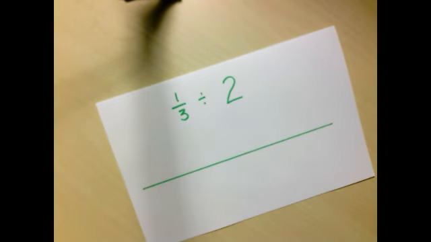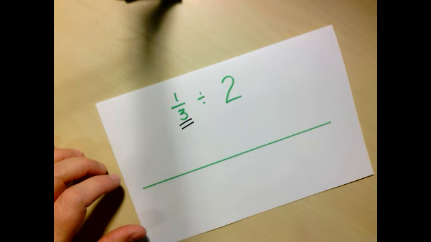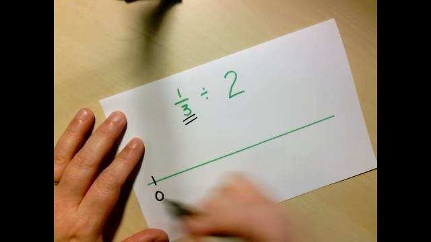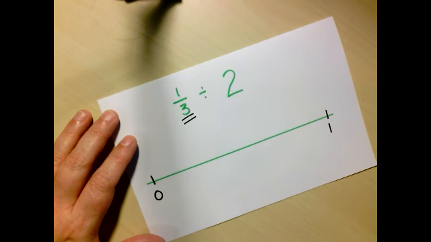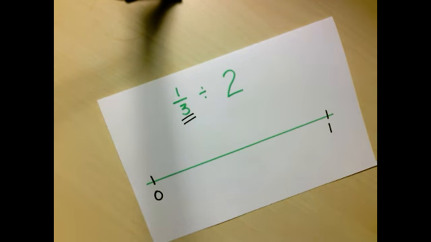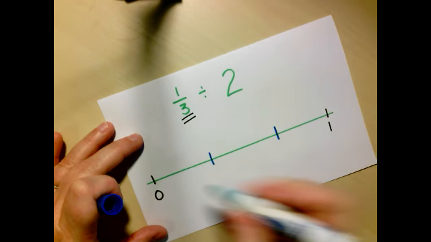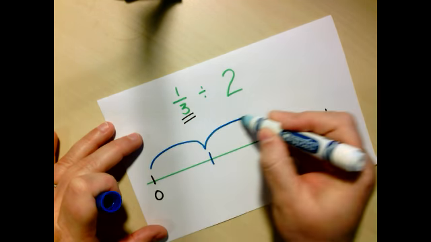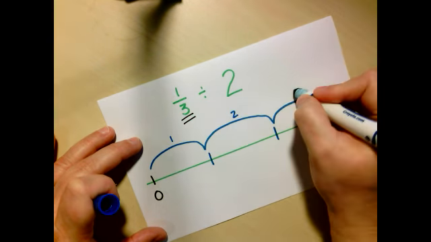And now here is another one. This one is 1/3 divided by 2. So this 1/3 I need to model on my number line. So over here I'm going to put 0. And over here I am going to put 1. So I need to split that 1 whole into thirds. So, okay, there's 1 piece, 2 pieces, 3 pieces. I'll number these guys here.